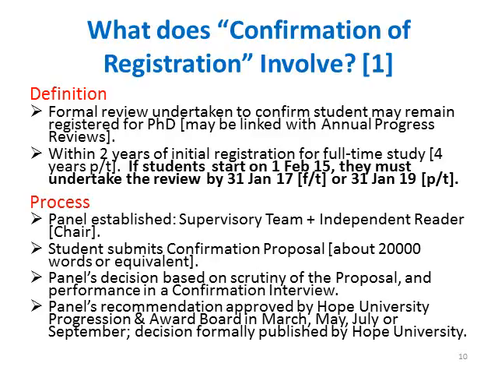Okay. So before the interview takes place, the student is required to submit a very substantial confirmation proposal, about 20,000 words or equivalent. And the panel's decision must be made both on a scrutiny of the proposal and on the student's performance in the confirmation interview. And you can see this is starting to look a little bit like a dry run for the final viva.